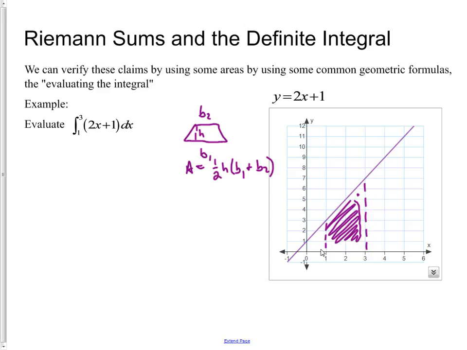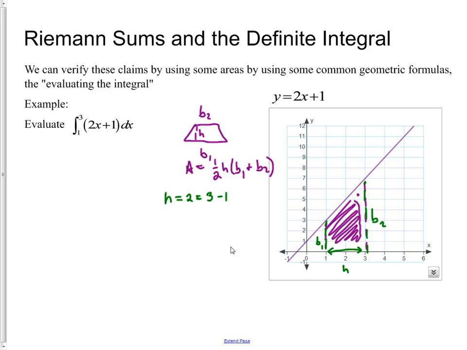What's our height? Well, the bases are the unequal parallel portions of our region right here. So we're going to take this region right here. This is going to be our base 1, and it looks like this is going to be our base 2 over here on the side at 3. Our height is going to be the part between our two parallel sides. Okay, so in this formula, what is that going to tell us? Well, we know that our height is equal to 2, because we're taking the endpoints 3 and subtracting 1, and we're getting that.